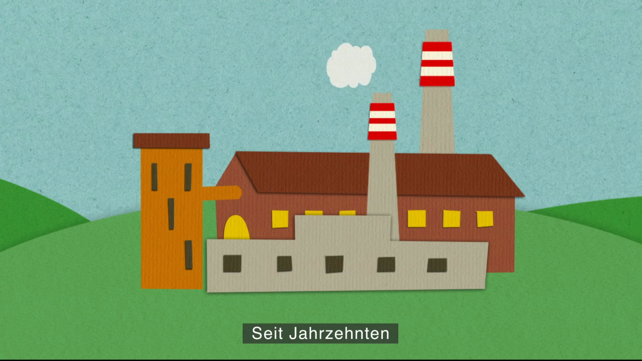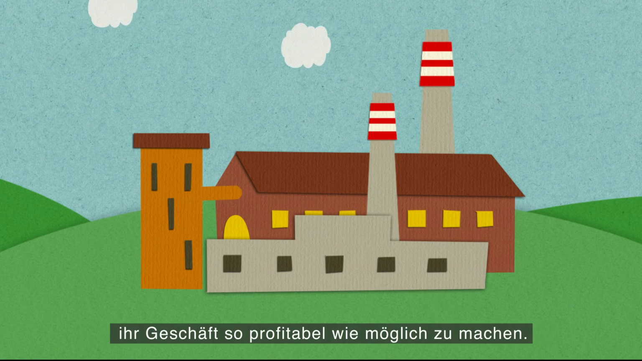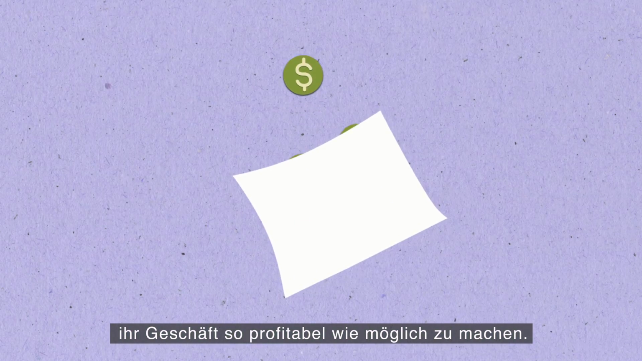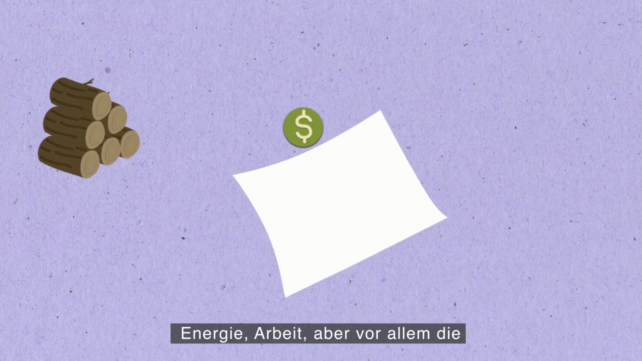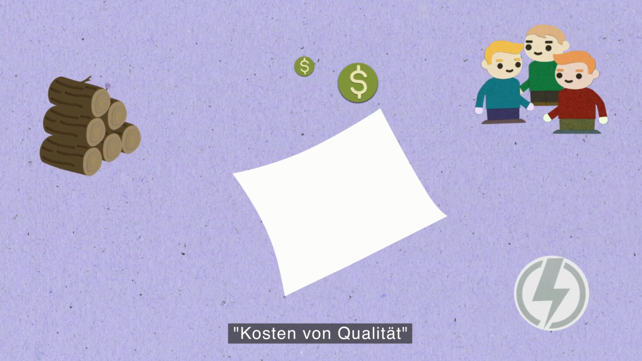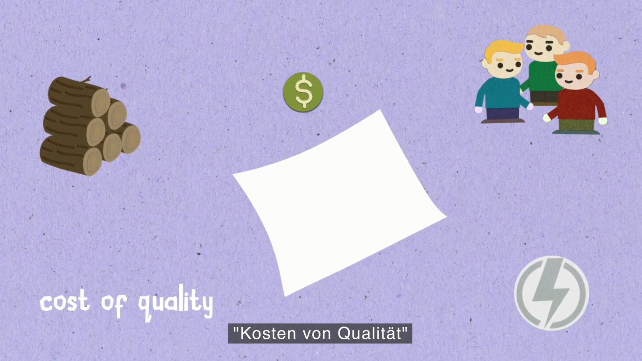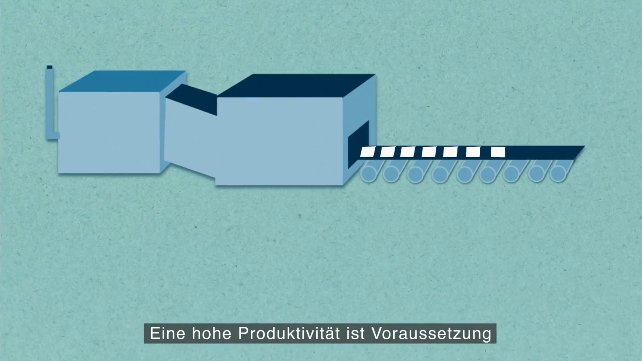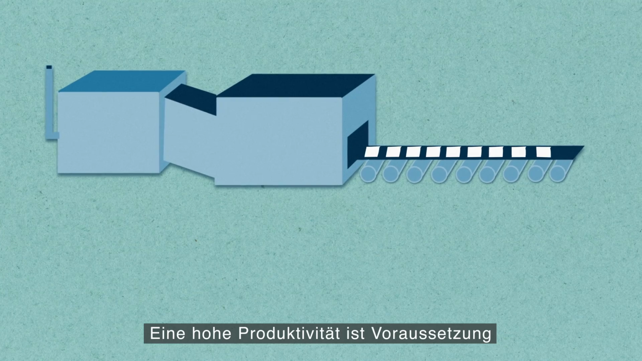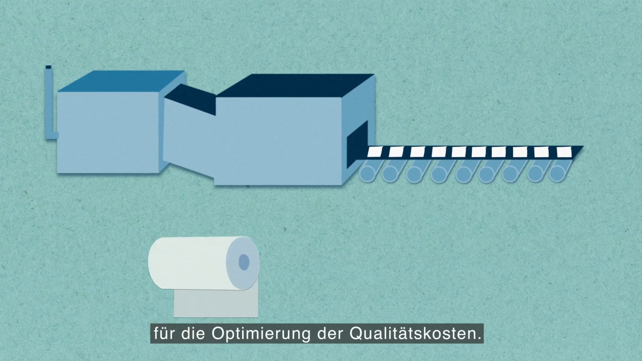For decades, paper, board, and tissue producers have been fighting to get their business as profitable as possible. Costs must be under control: raw materials, energy, labor. But most importantly, cost of quality must be managed accordingly. A high level of productivity is a prerequisite for optimizing the cost of quality.